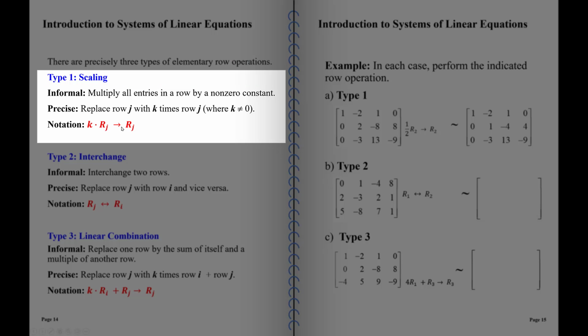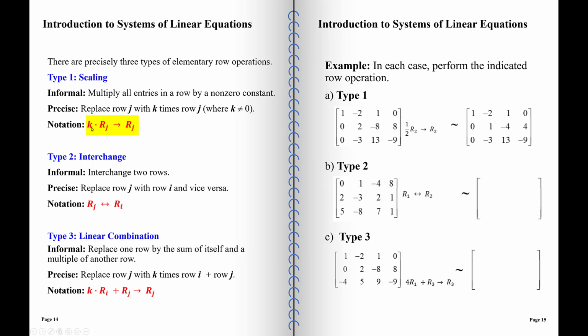Type 1, so notice here's the operation. K is the number that you're multiplying by, and in that example it was a half. So we're saying 1/2 times row 2, and the arrow says to put the result of this operation into row 2. So you're going to replace the original row 2 by the scaled version of row 2.